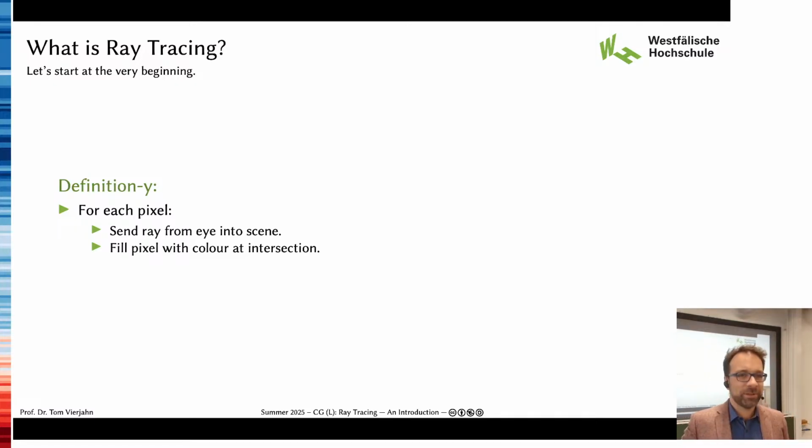Okay, but basically a ray tracer is just 3 for loops drawing the pixels. Okay?